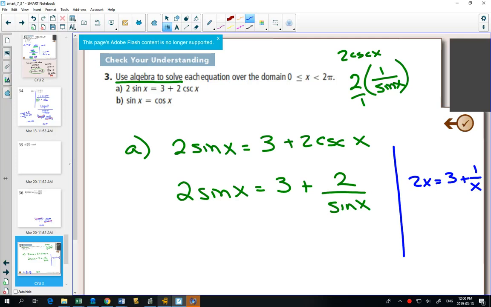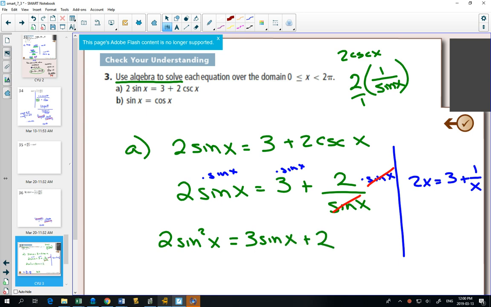So in this question, I'm going to multiply everything by sine so that this simplifies. And I get 2 sine squared x equals 3 sine x plus 2. And now my rational equation has turned into a quadratic equation. So then you have to go back in your memory and say, well, how do I solve quadratic equations? I make one side equal to 0 and either factor, or I use my quadratic formula.